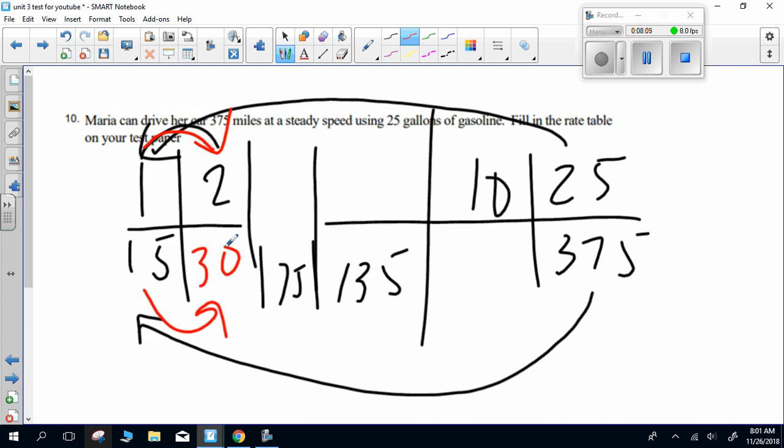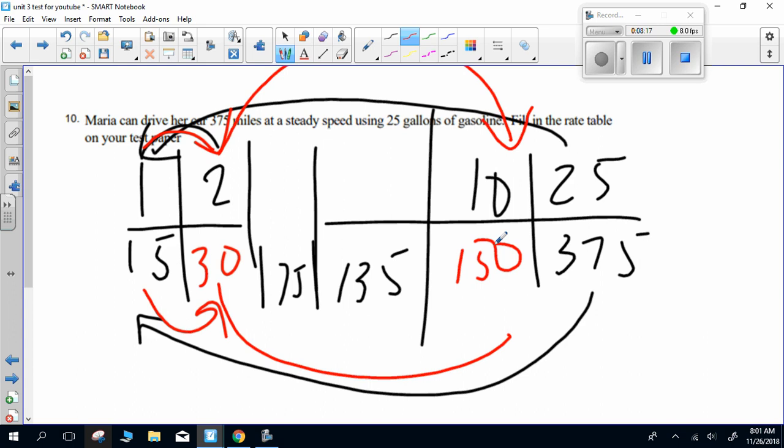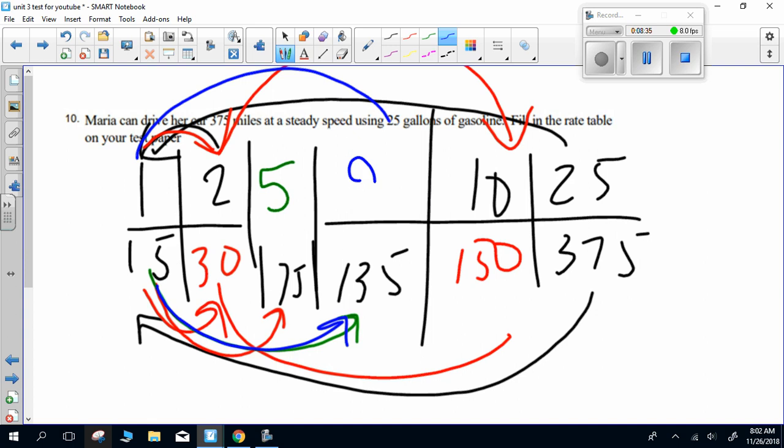And then I've got to figure out where I'm going to go. So I'll go up here to 10. That's times 5, and so that's times 5, so that's 150. But now I've got to go here, so I need to divide by 15, and that gives me 5. So this number up here is 5. And then I need to do 135 divided by 15, and that gives me 9. So I need to fill in my table.